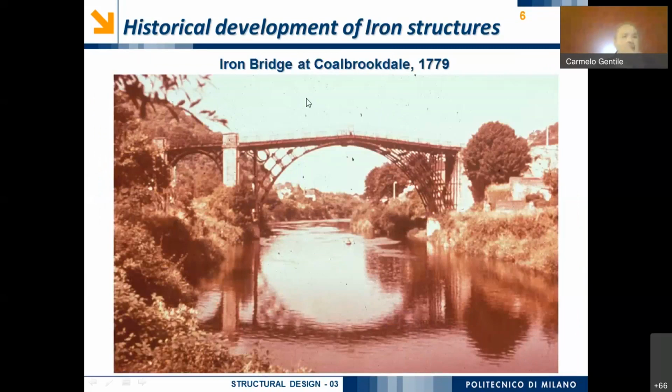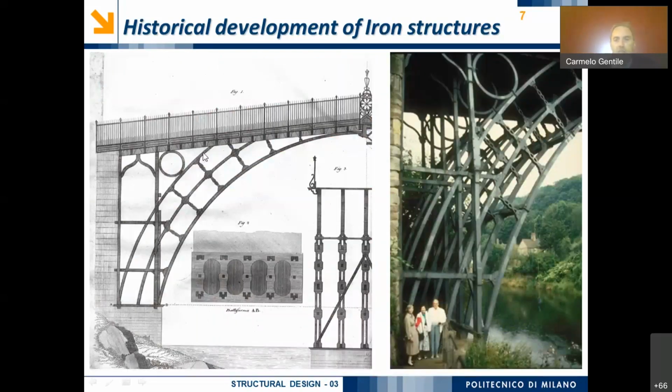But as I have said to you, the first iron bridge dates back to 1779. You can still see this bridge in the UK, and there is a picture of this bridge, with some people here, in order to have the possibility of appreciating the overall dimension of the bridge. And on the left-hand side of the slide, you can also see something from the structural drawings of the bridge.